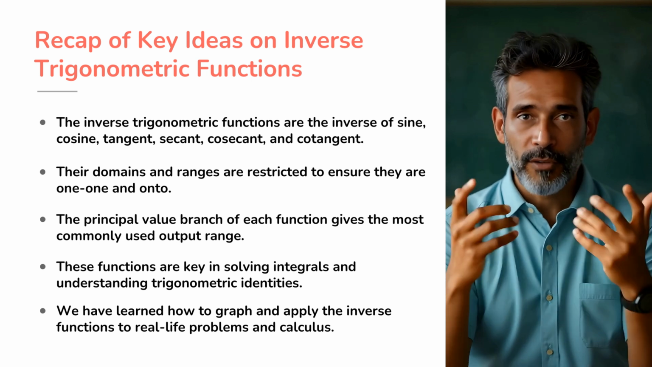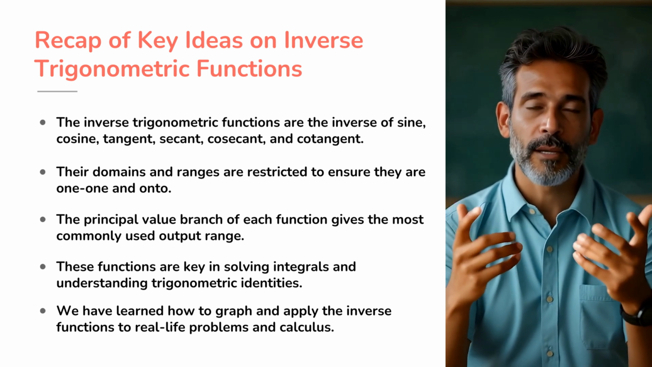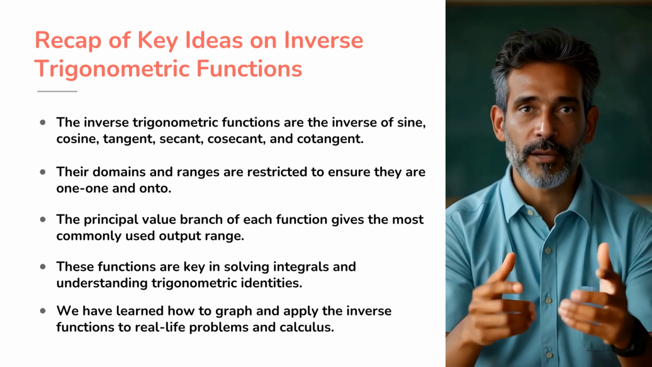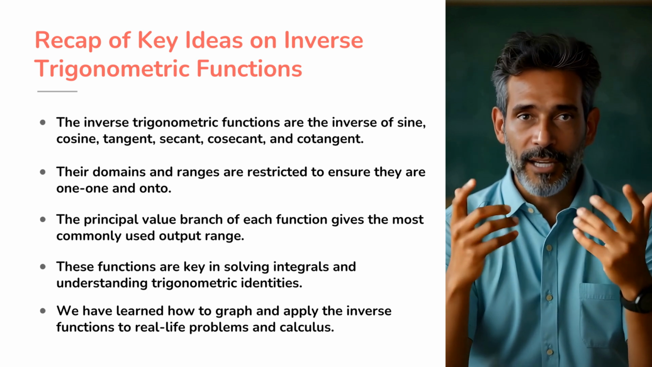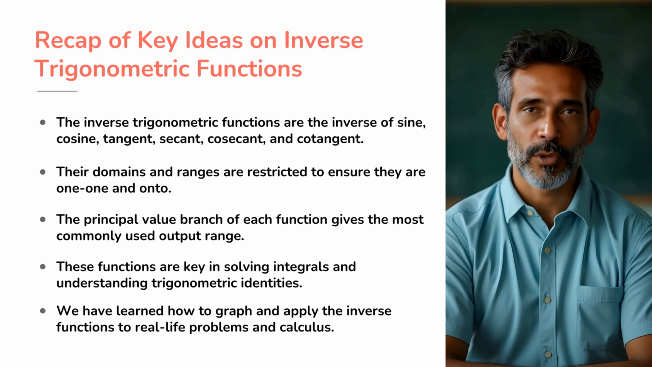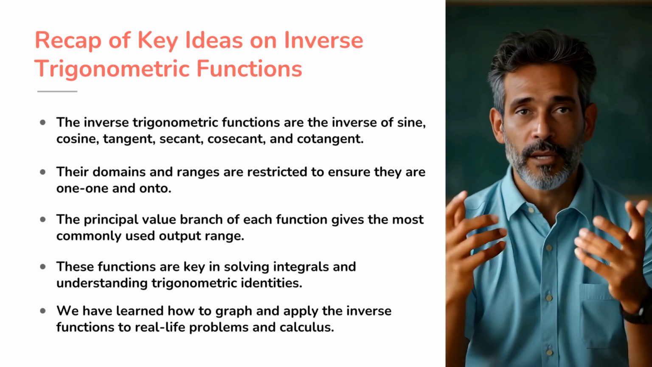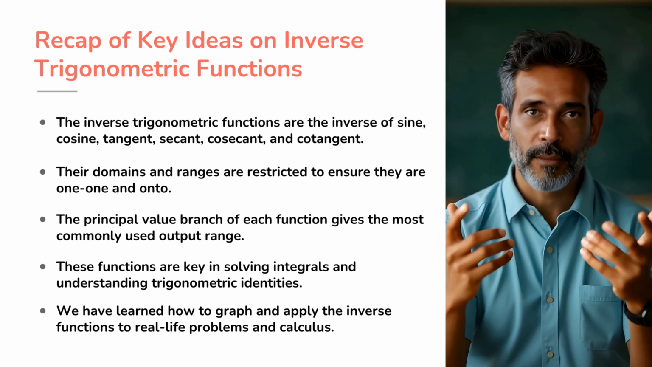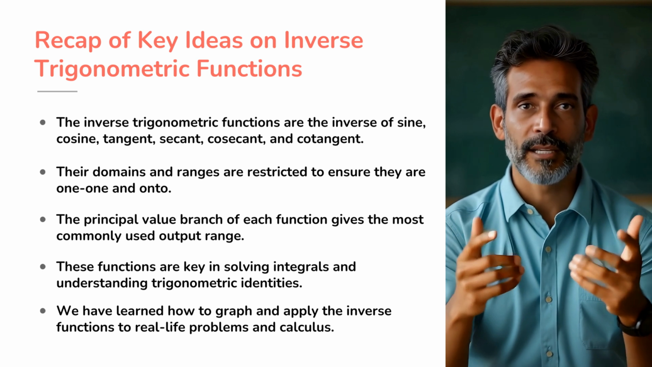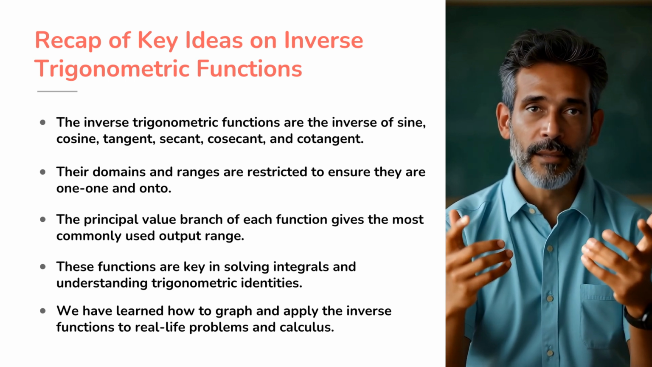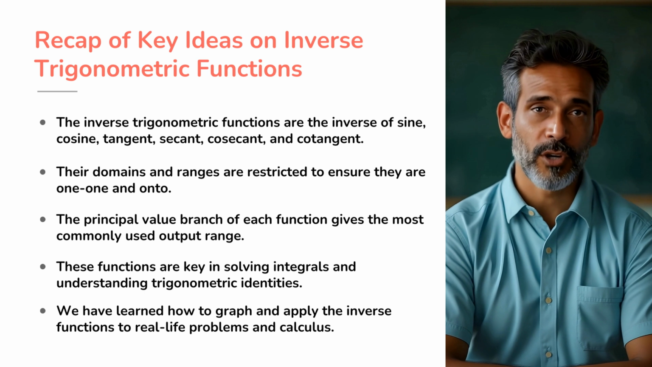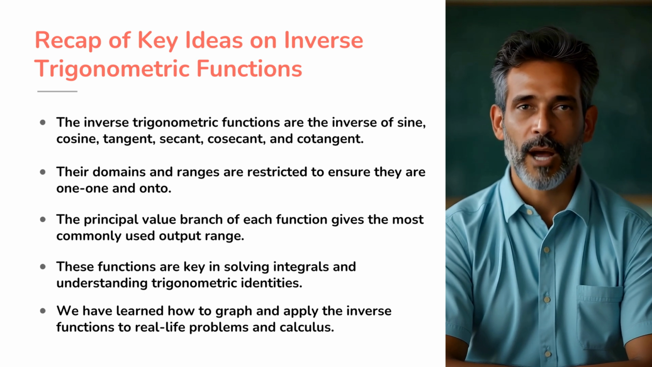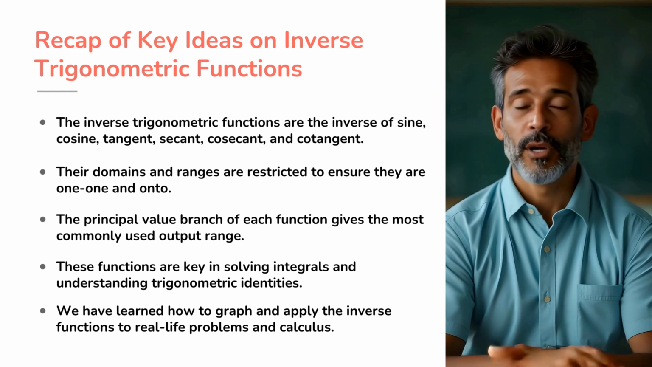Let's quickly revise what we've learned today about inverse trigonometric functions. We started by understanding that each inverse trigonometric function is the reverse of its corresponding trigonometric function. The sine, cosine, and tangent functions can be inverted when we restrict their domains. We also learned the principal value branches for each inverse function, which gives us the standard range of angles. These functions are extremely useful in calculus, geometry, and engineering. They allow us to find angles when we know the ratios of sides in a right triangle or other geometric context. And that's the foundation of how we understand and use inverse trigonometric functions in math.